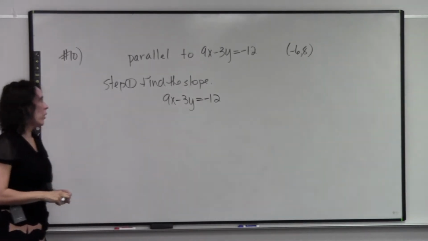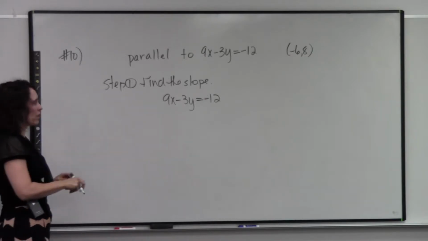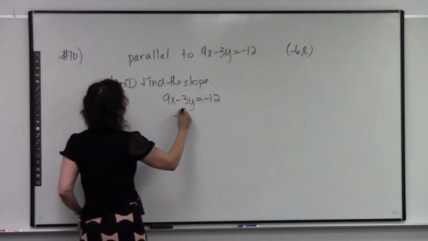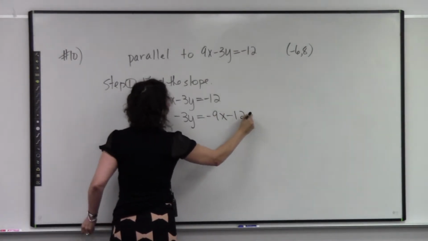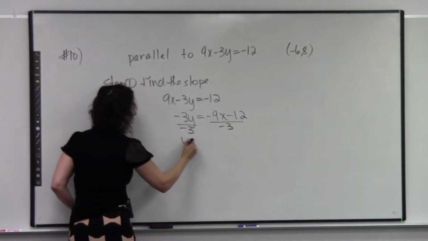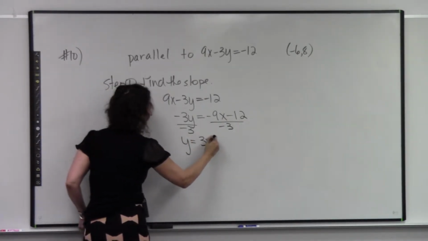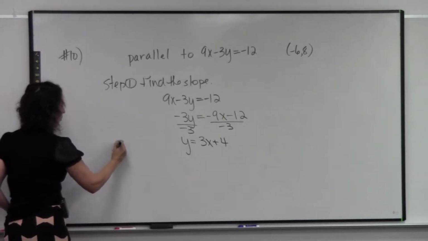So we're going to look at the equation 9x minus 3y equals negative 12, and we're going to put it in slope-intercept form, meaning we're going to solve for y. So I need to move the 9x by subtracting it, and then divide by negative 3. So y is going to equal 3x plus 4. All right, step 2.